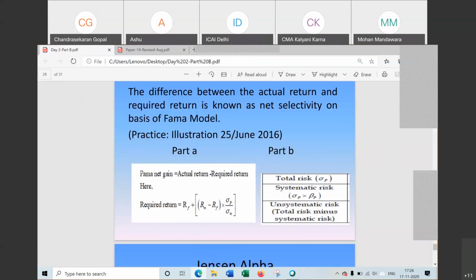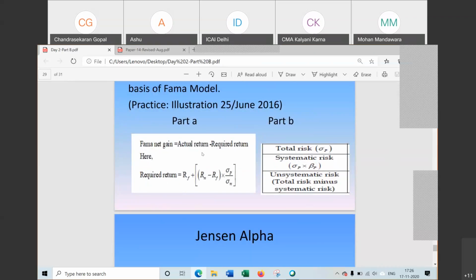Same in the case of Jensen alpha. What we had seen, Jensen alpha is the difference between actual return and CAPM return, that is required return. Here also, Fama said that gain will be actual return minus required return. Now, what is required return here? In the case of Jensen alpha, required return was CAPM return. But in this case, required return is computed with the help of this formula: RF plus RM minus RF divided by standard deviation of market multiplied with standard deviation of portfolio.